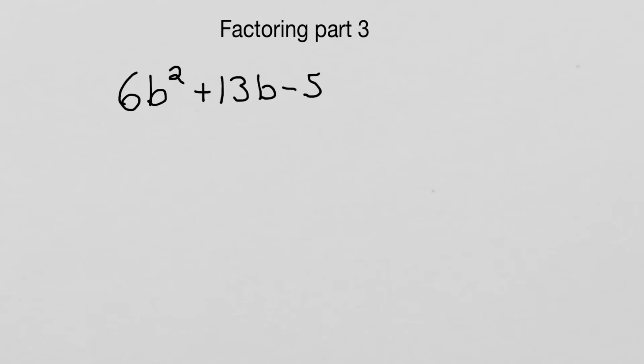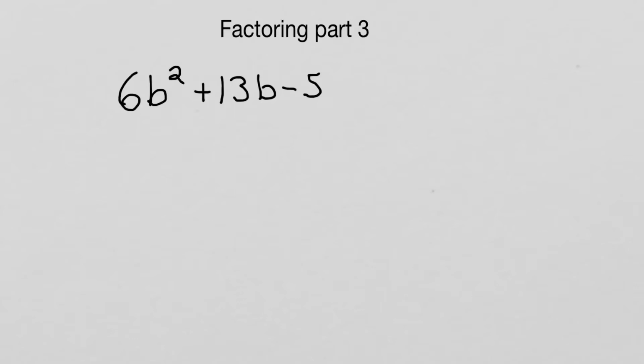This one's different. Look, in front of the b squared, you've got a 6. In front of the b, you've got a 13, and a minus 5. None of those are divisible by any of the same numbers. So we have to handle this one differently.